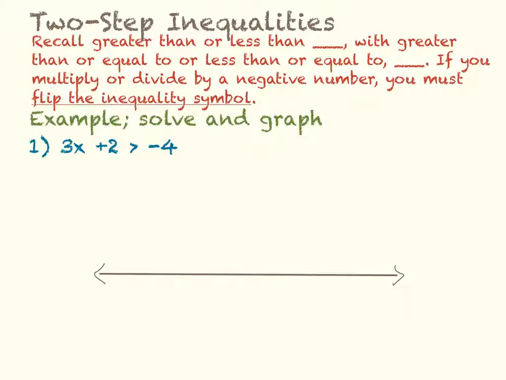Two-step inequalities. Recall first that when we use a greater than or less than sign, we're going to have an open circle on our graph. And if it's a greater than or equal to or less than or equal to, it's going to be a closed circle on our graph. So just remember that, because we're going to be using that throughout the rest of this chapter.